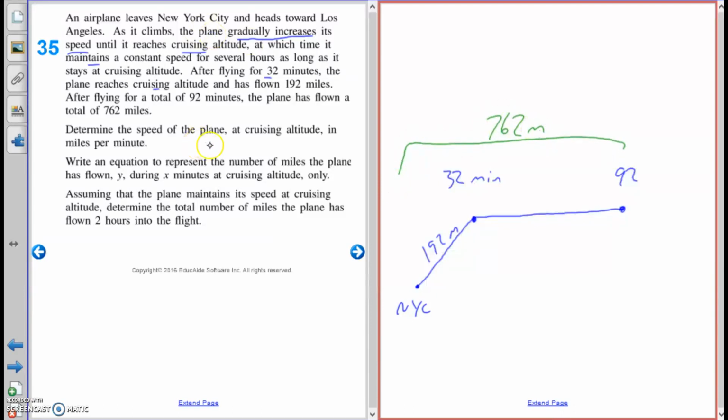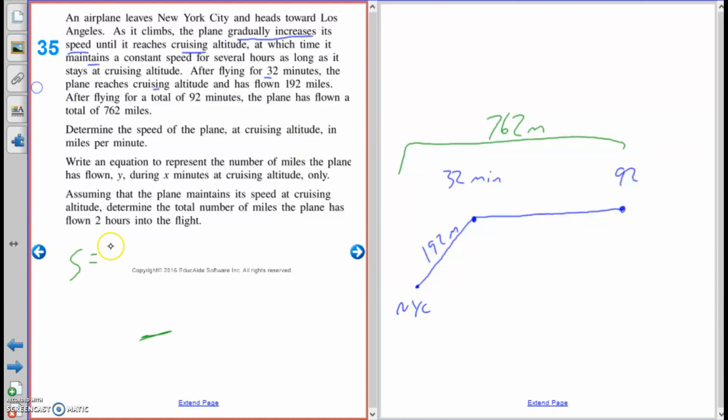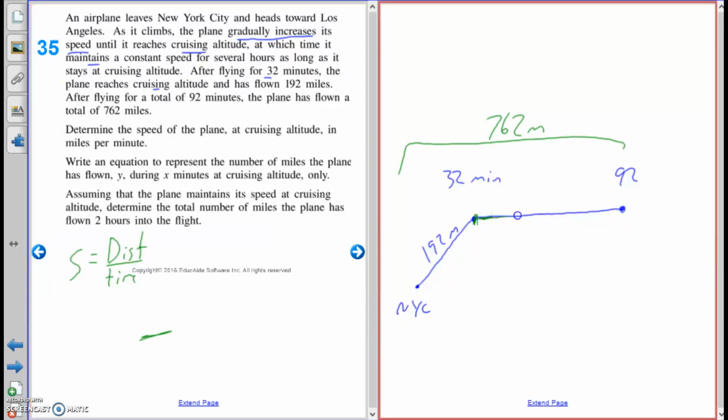Determine the speed of the plane at cruising altitude. So in order to do a speed formula, we do distance divided by time. So if we want the speed during cruising altitude, that's from here to here, I need to know this distance and its time. Now I already could tell that 32 minutes to 92 minutes, that's a total of 60 minutes. So let's see here, I show my work a couple of spots here.